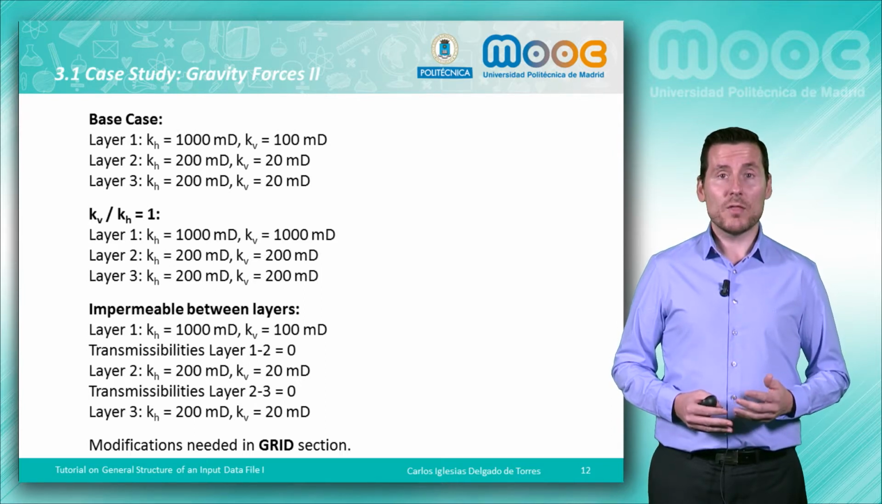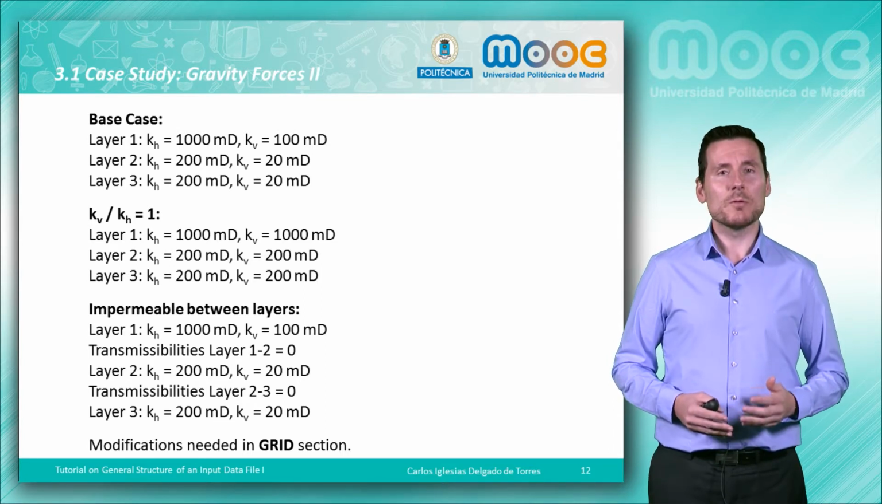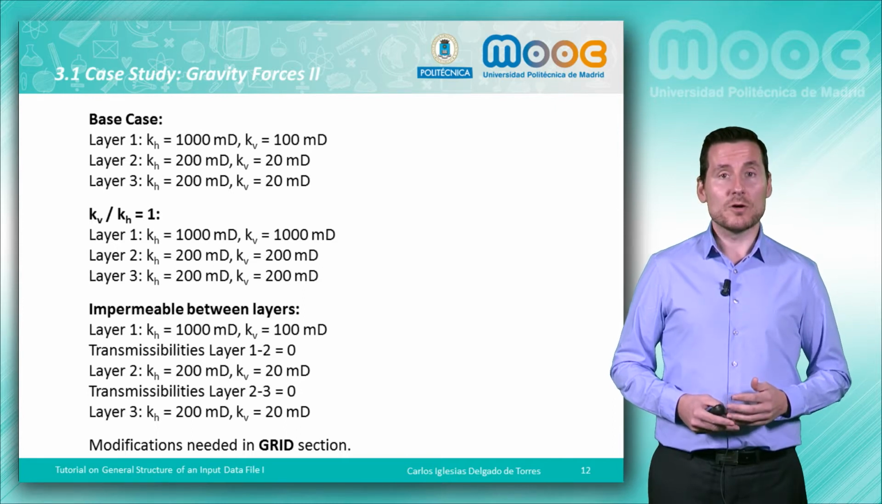We also study a third model, like the base case, but with zero transmissibility. It means impermeable between layers. The fluid cannot flow vertically through layers. In order to make all these modifications in an Eclipse data file, only modifications in the grid section are needed.